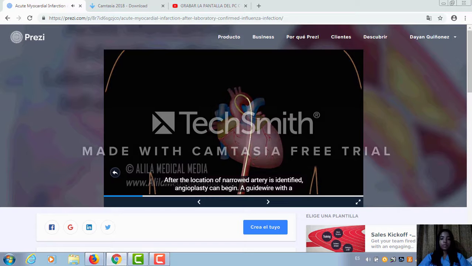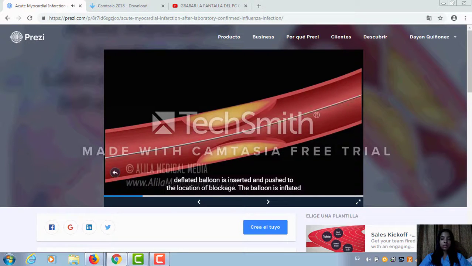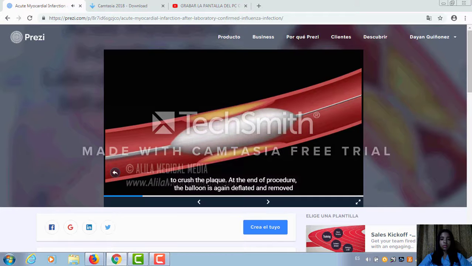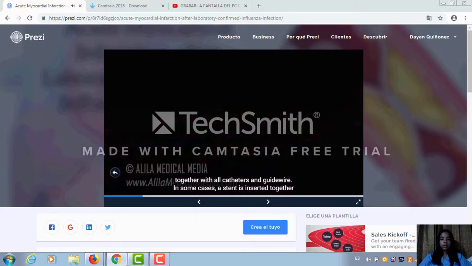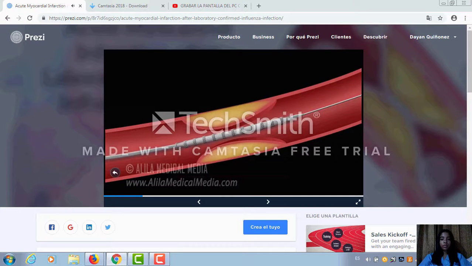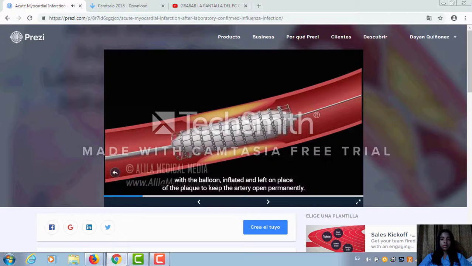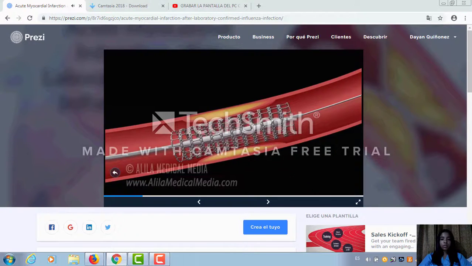After the location of narrowed artery is identified, angioplasty can begin. A guide wire with a deflated balloon is inserted and pushed to the location of blockage. The balloon is inflated to crush the plaque. At the end of the procedure, the balloon is again deflated and removed together with all catheters and guide wire. In some cases, a stent is inserted together with the balloon, inflated, and left in place of the plaque to keep the artery open permanently.